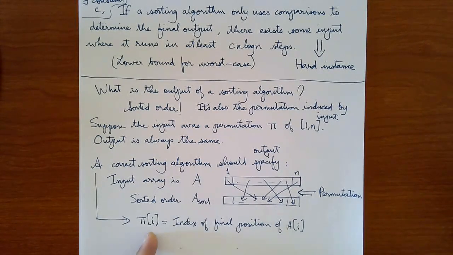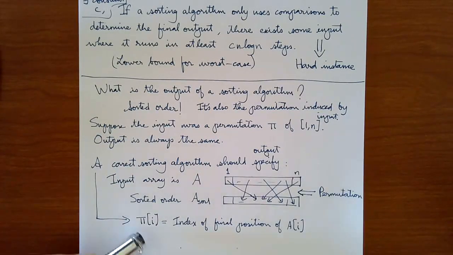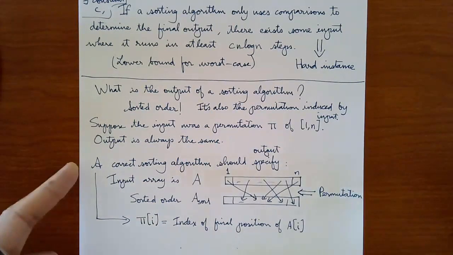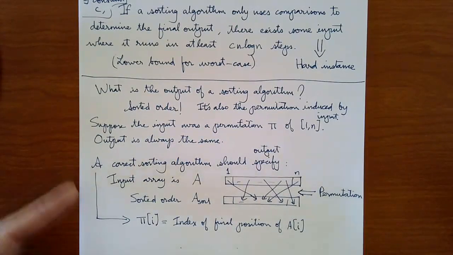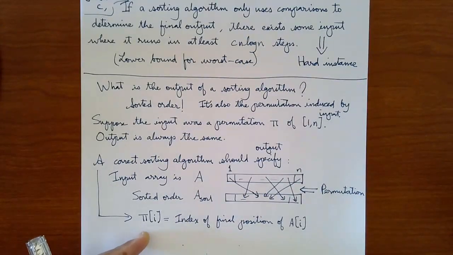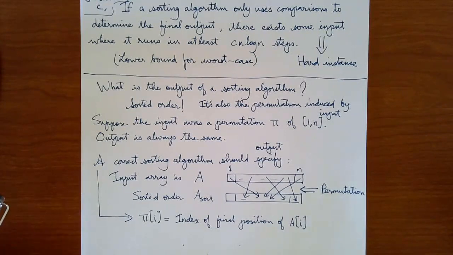Indeed, if pi of i is equal to i, that means the original array was already sorted. If pi of i is equal to n minus i, then it was in reverse sorted order. But in general, a correct sorting algorithm is essentially implicitly telling you how to move things.